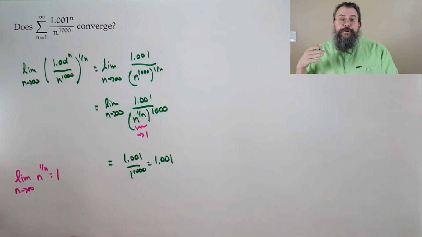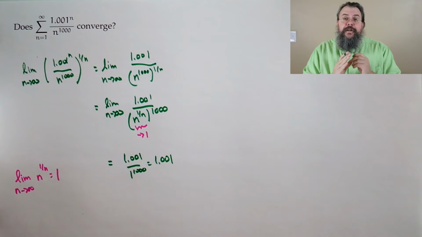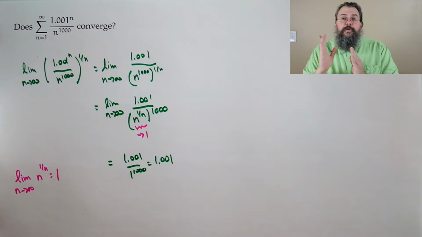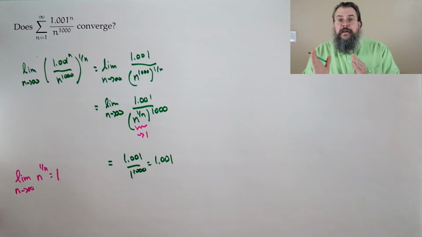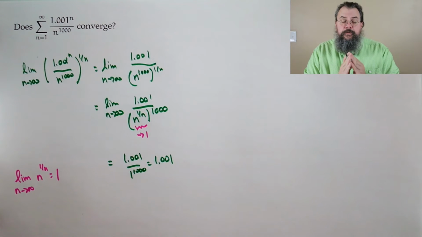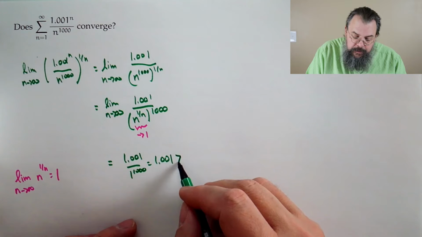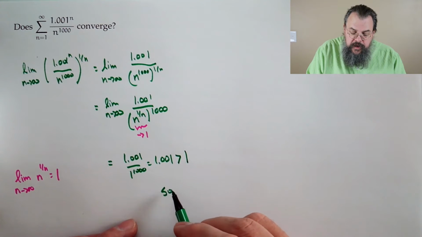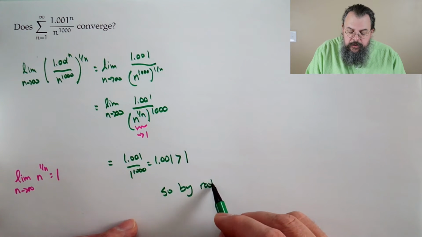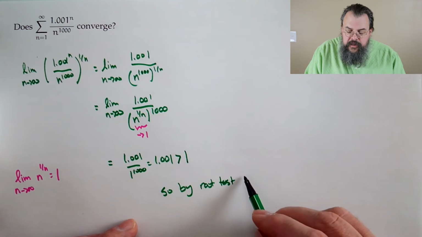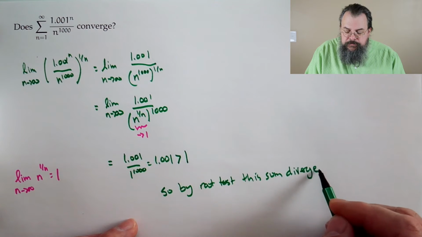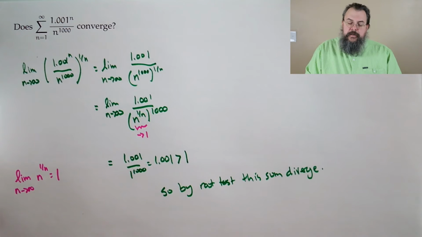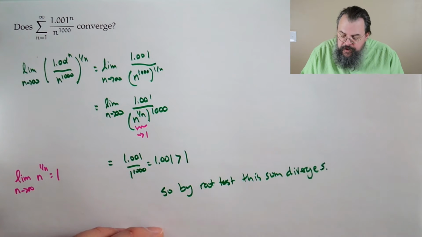Now, remember, when we're doing the root test or the ratio test, either one, it's comparing the limit to 1. Which side of 1 are we on? Are we below 1 or above 1? That tells us whether we converge if we're below 1, or diverge if we're above 1. Well, that's definitely above 1. So by the root test, we see, aha, this sum will diverge. Diverges, if you want to make it proper English.